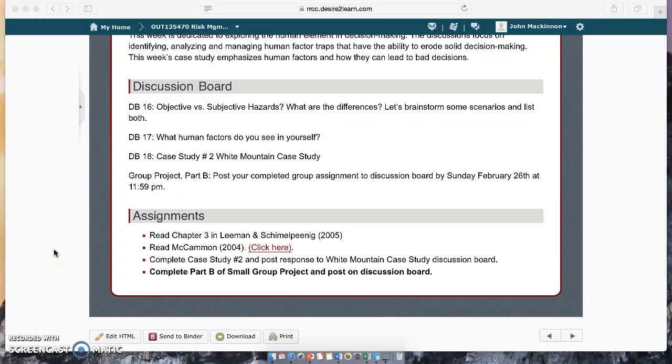And then the group project is due on Sunday. We'll come back to that group project a little bit later, but you will need to combine your part A of assignment 2. You need to combine your group's decision-making process and come up with that model, and that's due on Sunday.